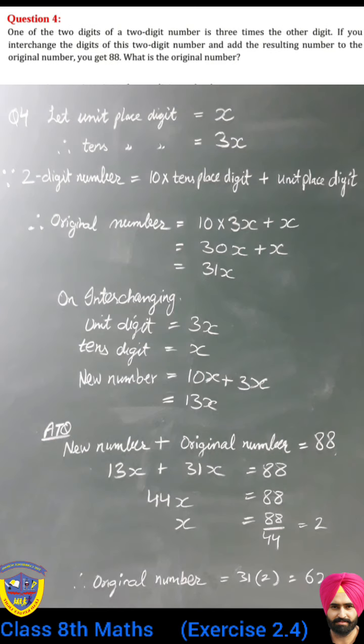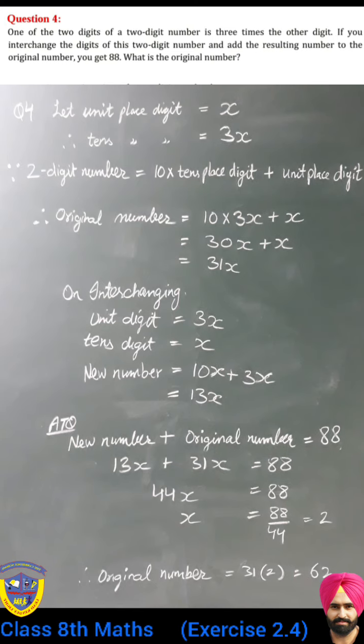Question number 4. One of the two digits of a two-digit number is 3 times the other digit. If you interchange the digits of the two-digit number and add the resulting number to the original number, you get 88. What is the original number? This question is the same as question number 3.